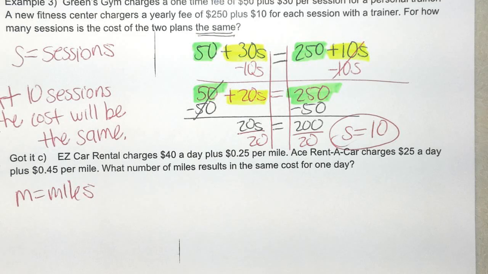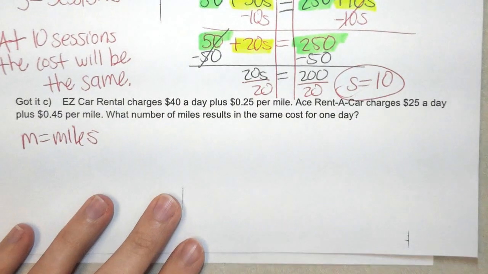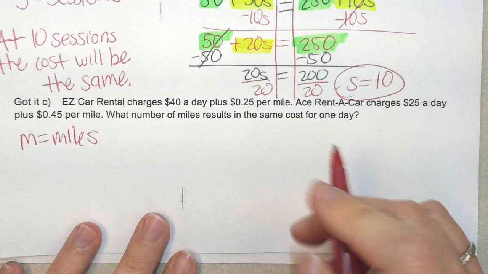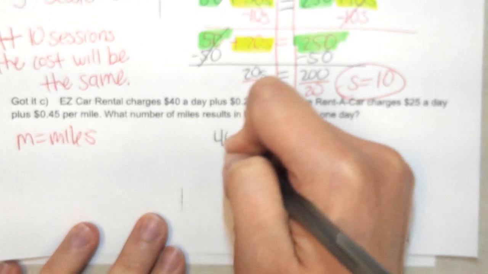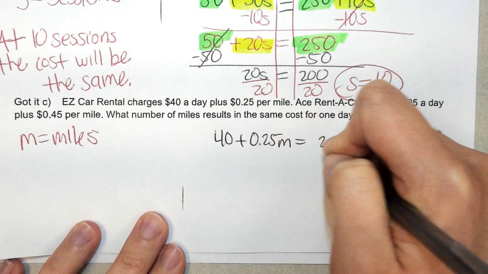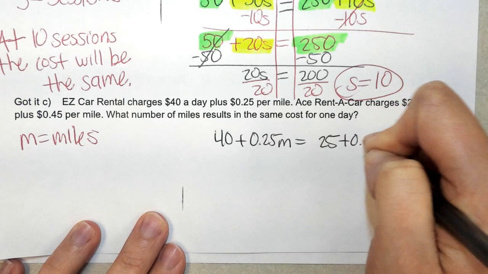Okay, so on this one, anybody think they know what the equation should look like? Let's see. Sander, go ahead. 40. Can we put the dollar sign? You don't need to put any signs in it, okay? Sometimes it confuses people, so I say don't, okay? 40 plus 0.25 m equals 25 plus 0.45 m.